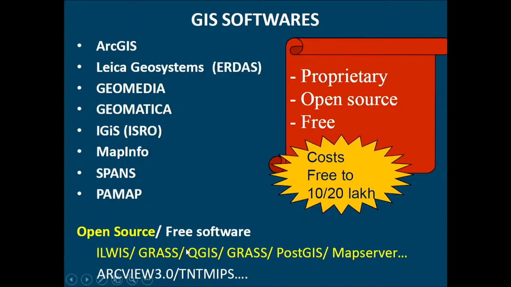QGIS is an open source software, but it also allows you to modify the code, or you can write your own code for any function which is directly not available over there, or you want to automate a particular workflow. For automating that workflow, you can write your own code in Python, because all these software are very generic.